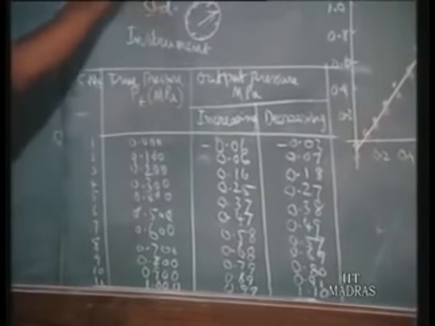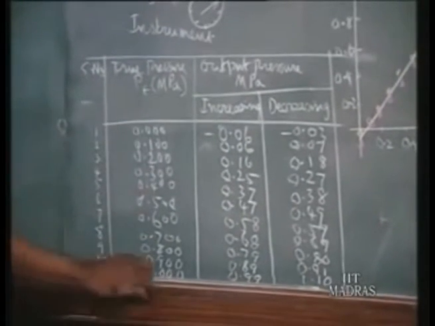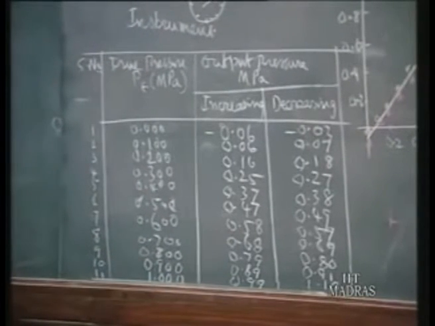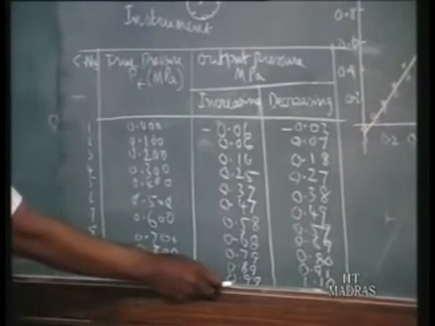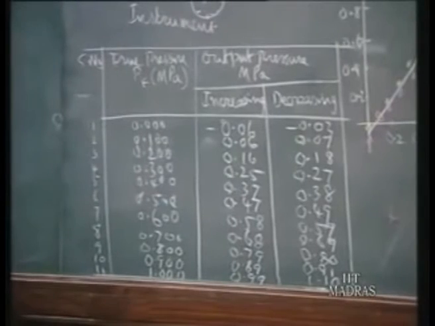Similarly we increase the pressure in steps of 0.1 megapascal and conduct this experiment until the standard instrument reads 1 megapascal. At that time the instrument under test shows 0.99. This is what is shown.